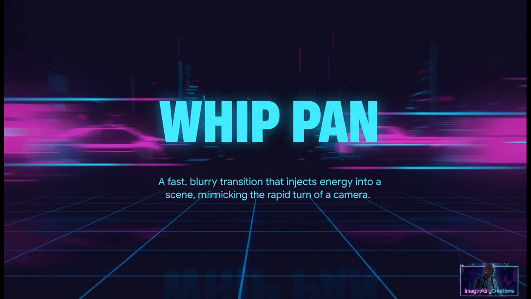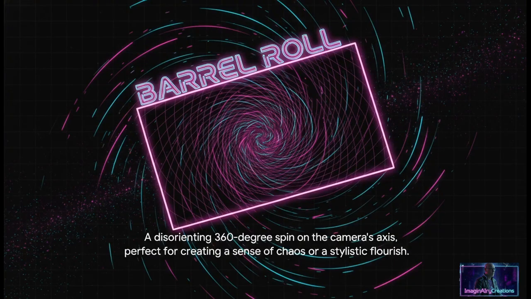For example, you can command a whip pan. You know, that super fast, blurry transition that just injects pure energy into a scene, making it feel like a camera operator quickly turned their head. Or you could call for a barrel roll, a really disorienting 360-degree spin on the camera's axis. It's perfect for creating a sense of chaos or adding this incredible stylistic flourish.